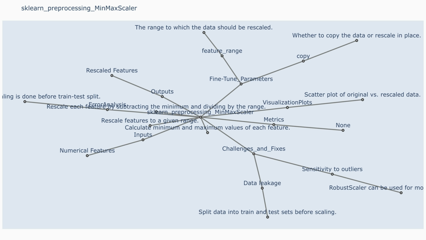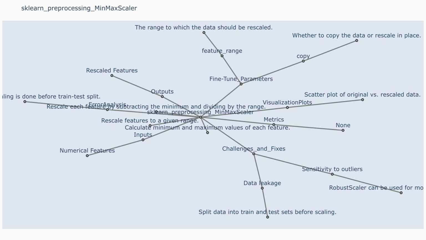Sklearn preprocessing min-max scaler. Explain in detail. Min-max scaler is a data preprocessing technique in scikit-learn that transforms features to a specified range, typically between 0 and 1.